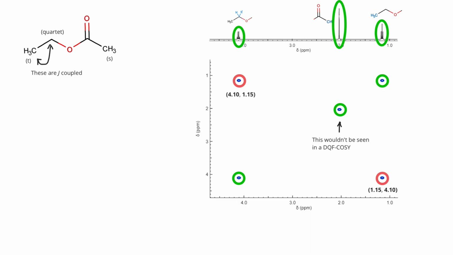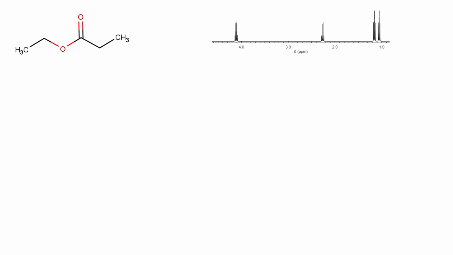We will talk about this sequence in another video, but you should know that in the case of the DQF COSY you won't see a singlet on the diagonal. Here is another example, a very similar molecule, ethyl propionate. In this case we can differentiate between two kinds of ethyl groups, one next to the carbonyl carbon and one next to the oxygen atom.